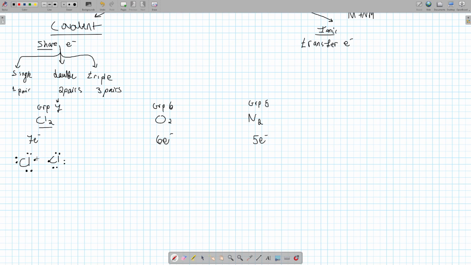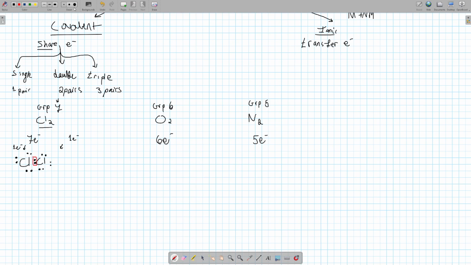So they both have 7 electrons. I have 7. What do I need? I need 1 electron, right? So what happens is the chlorine on the left and the chlorine on the right take these electrons and they come together. They come over here and come beside each other like this, and they form what is known as a covalent bond.